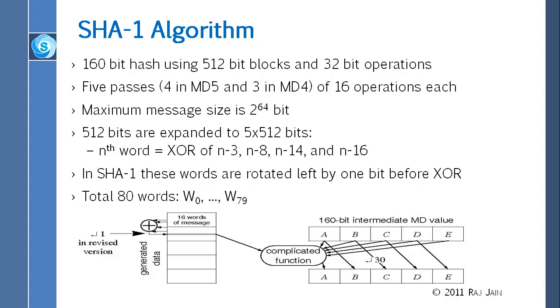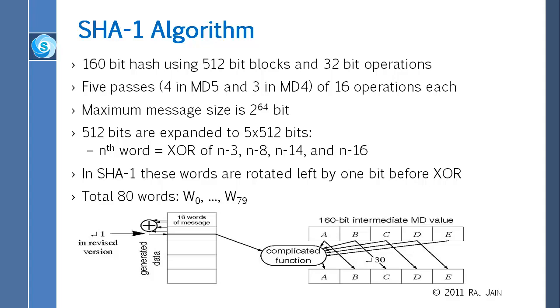In MD4 there were 3 passes, in MD5 there were 4 passes, so there is 48, 64, now 80. You just make more and more rounds to make it difficult to break. Each block is 512 bits long, and you don't want to use the same thing for very, very long, so basically the limit is a maximum message size of 2^64.